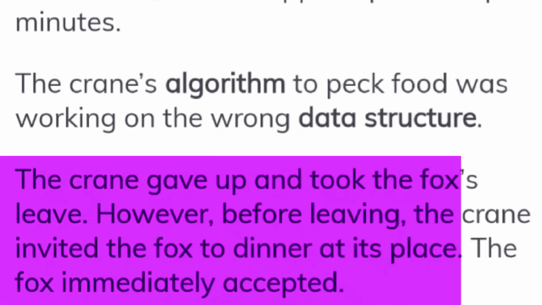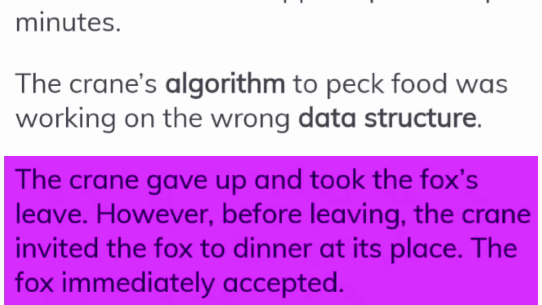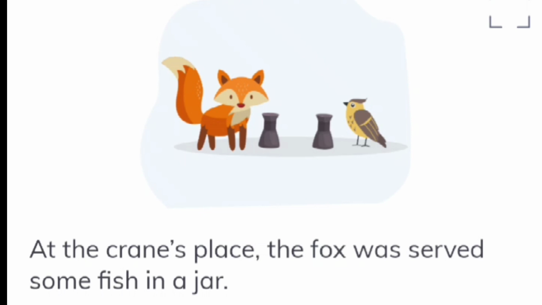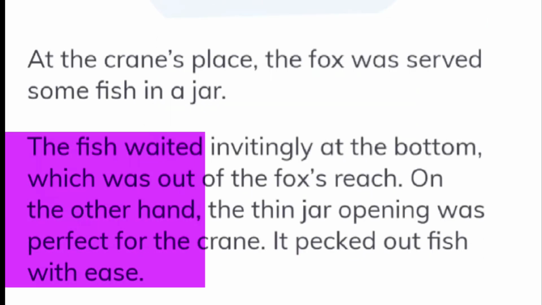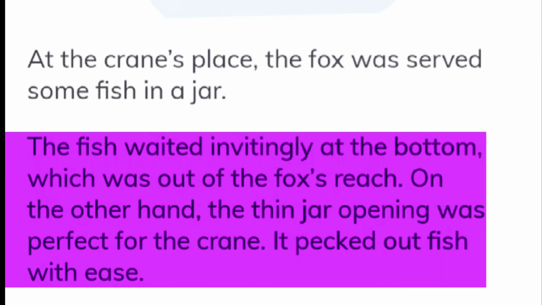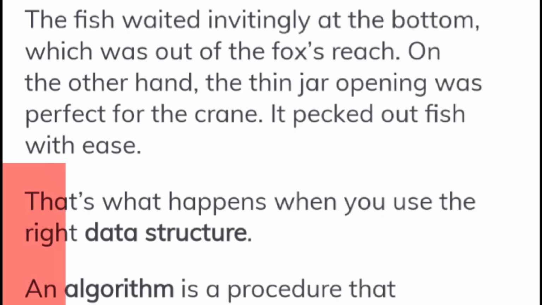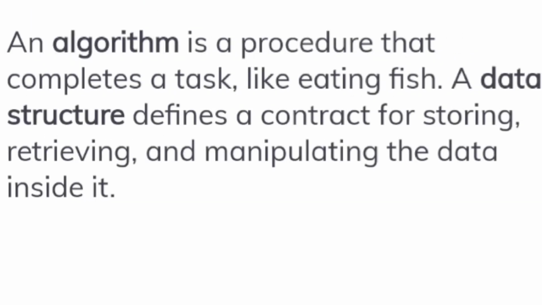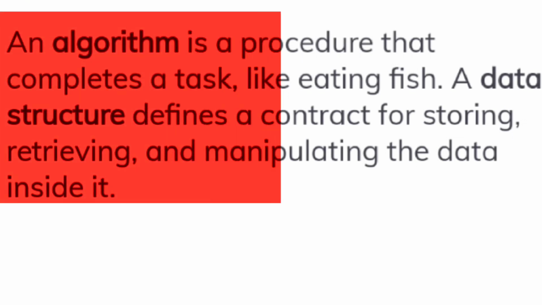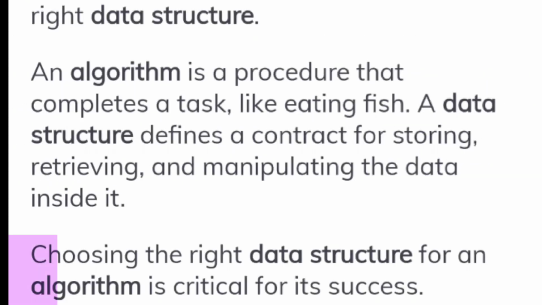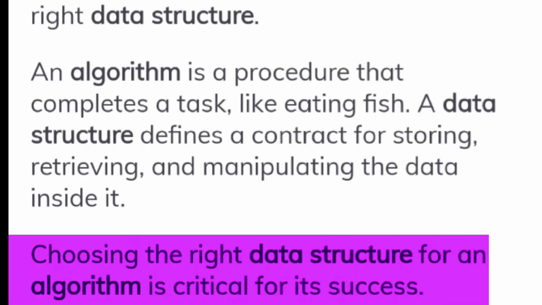However, before leaving, the crane invited the fox to dinner at its place. The fox immediately accepted. At the crane's place, the fox was served some fish in a jar. The fish waited invitingly at the bottom, which was out of the fox's reach. On the other hand, the thin jar opening was perfect for the crane. It picked out the fish with ease. That's what happens when you use the right data structure. An algorithm is a procedure that completes a task like eating fish. A data structure defines a contract for storing, retrieving, and manipulating the data inside it. Choosing the right data structure for an algorithm is critical for its success.